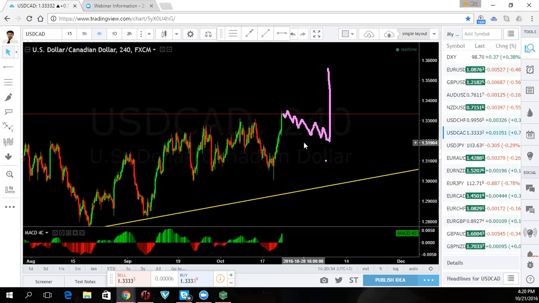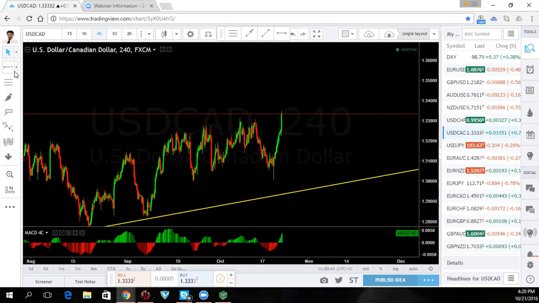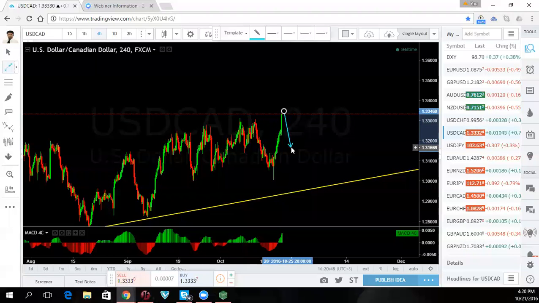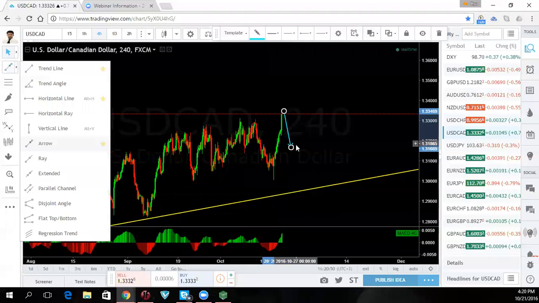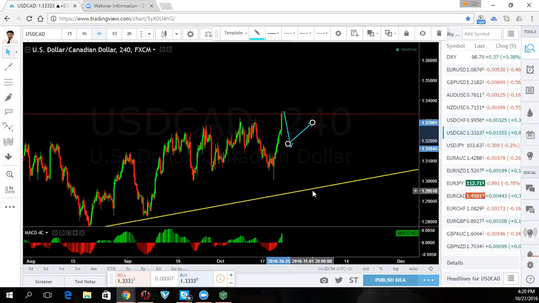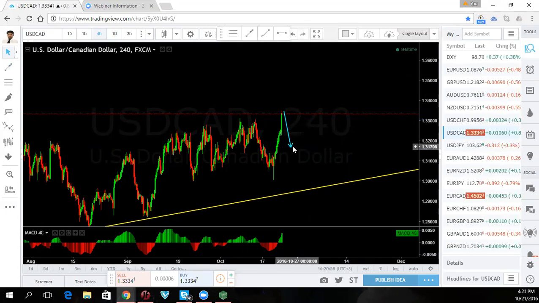If you want to trade it to the downside, wait for an impulse, wait for a correction, and then sell it. So either way, you don't have a trade here today. You probably don't have a trade next week.